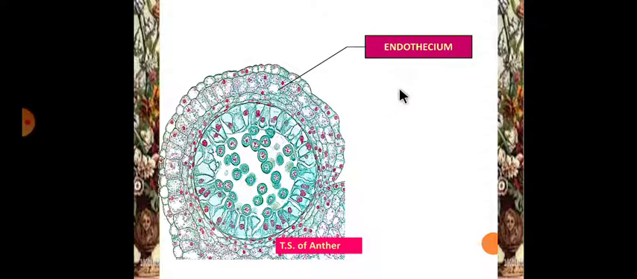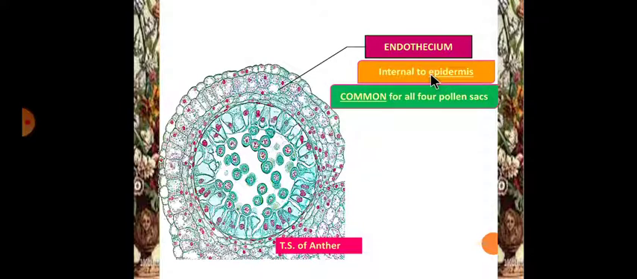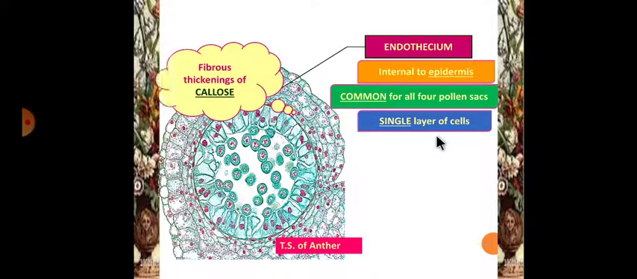So this is also made up of a single layer of radially elongated cells, and this is common for all the four pollen sacs. The cells have fibrous thickenings of callose, which are hygroscopic. That is, when they absorb or lose water, they help in the bursting open of the anther, which is called dehiscence, so as to release pollen grains.